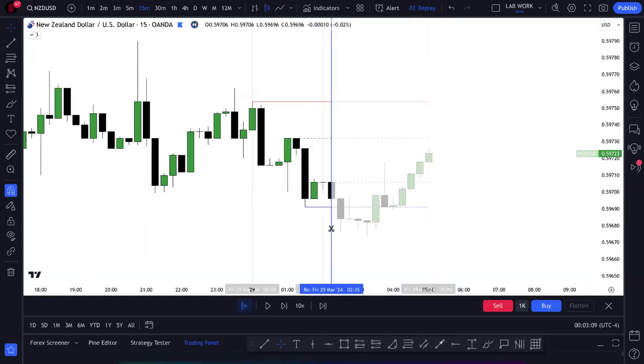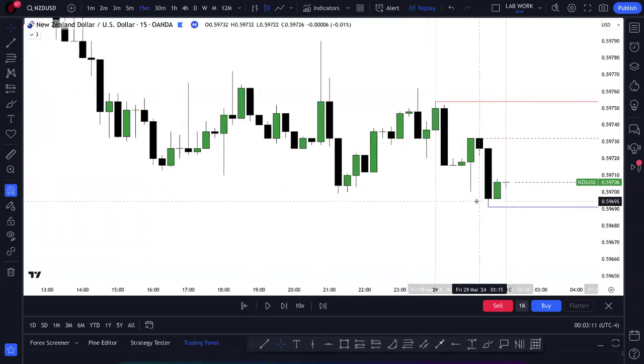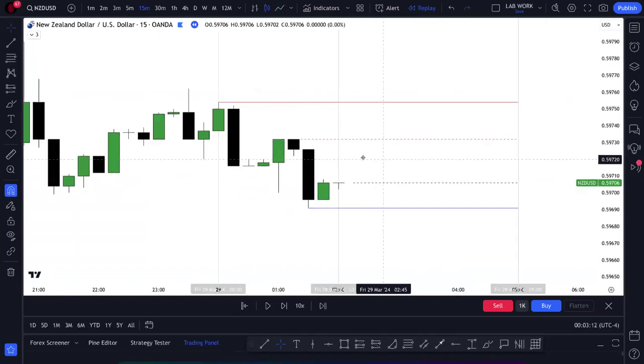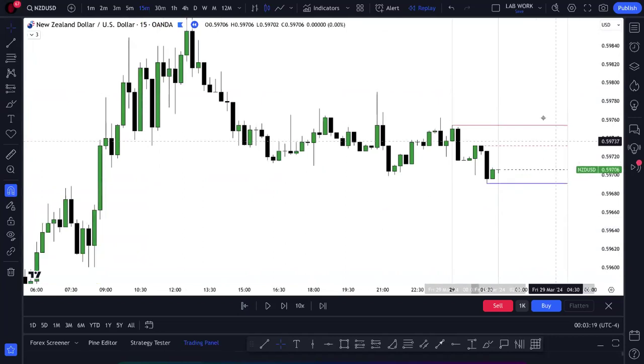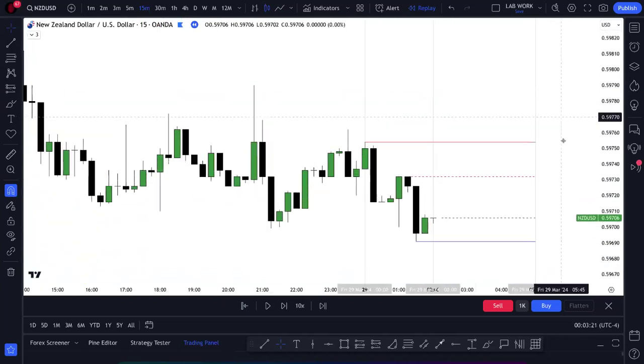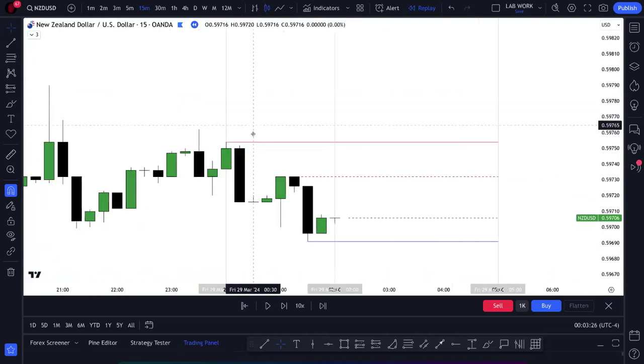Play it back. Where's that framework again? The framework is 15-minute time frame, New York session. Sorry, is this a London session or a New York session? Oh, it's London for sure. London session, midnight to 2 a.m. That's the framework. We have consolidation.